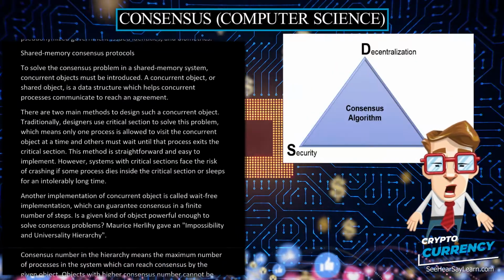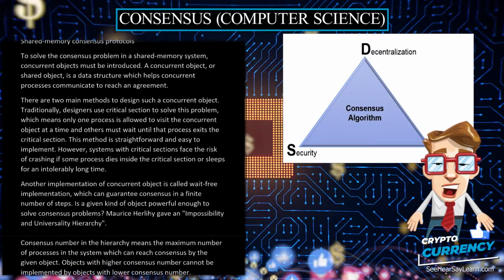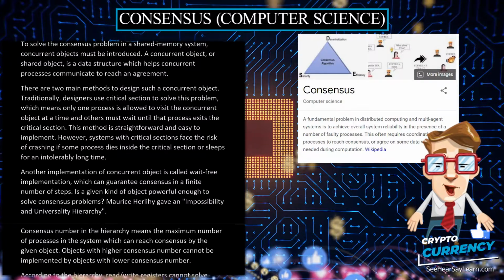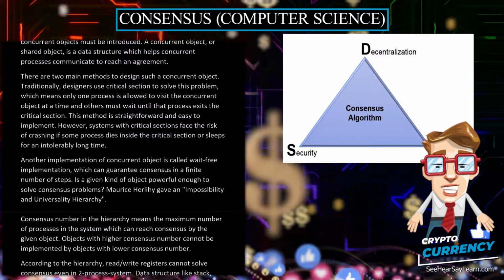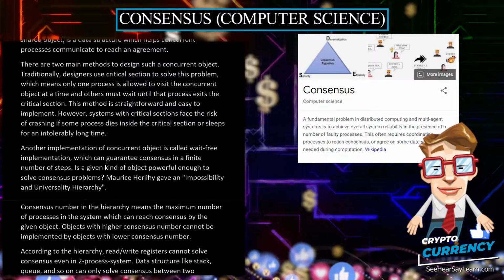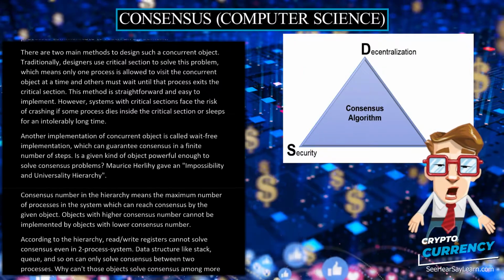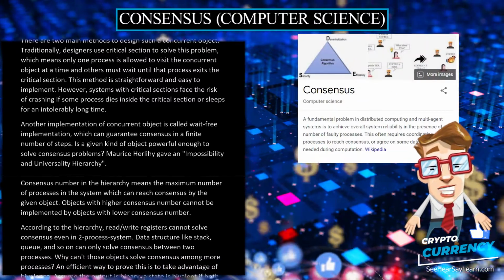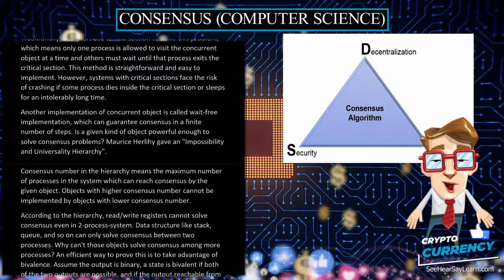Maurice Herlihy gave an impossibility and universality hierarchy. Consensus number in the hierarchy means the maximum number of processes in the system which can reach consensus by the given object. Objects with higher consensus number cannot be implemented by objects with lower consensus number. According to the hierarchy, read/write registers cannot solve consensus even in a 2-process system. Data structures like stack, queue, and so on can only solve consensus between 2 processes.